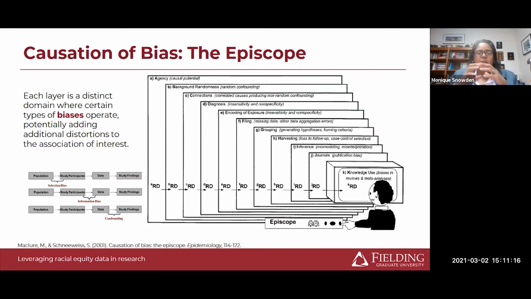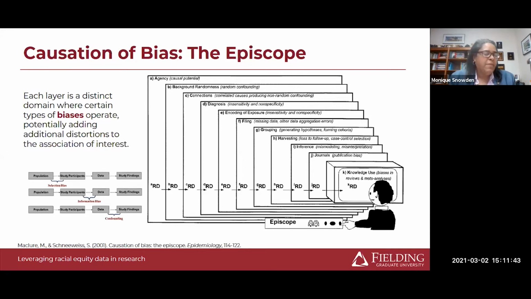Some of you may have seen this. This was an article, you can see at the bottom. I've tried to put here for those of you, you'll get the slides, epidemiology about what is the Episcope. And I like to start with this because today we're going to be talking about implicit and unconscious bias, particularly as it relates to racial context.